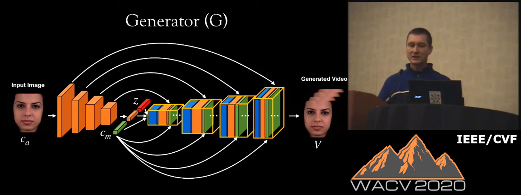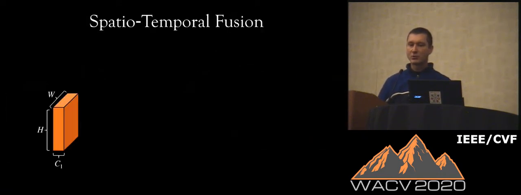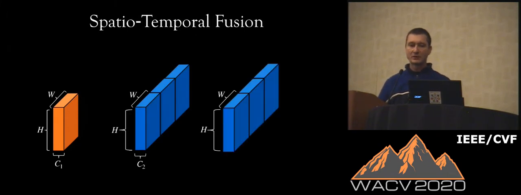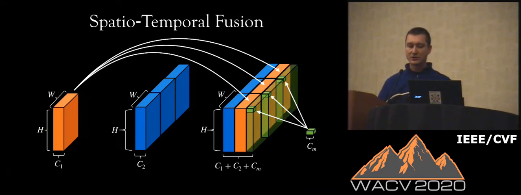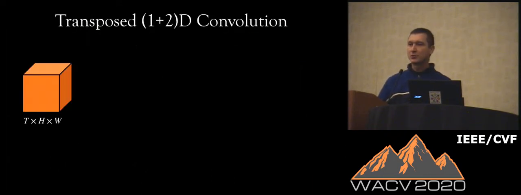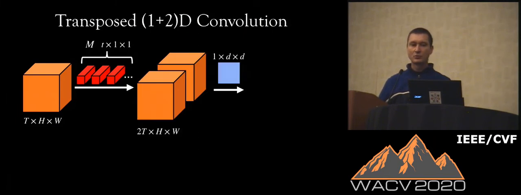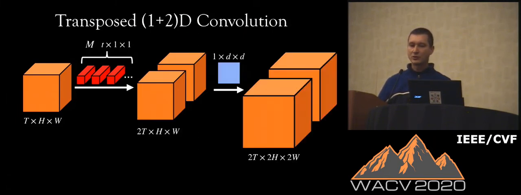So the key point is this spatial temporal fusion. Each block is one spatial temporal fusion. We take as input the appearance, and that is combined with the motion, and then with the condition, which is added for each image. So how do we implement this spatial temporal fusion? For that, we use a transposed 1 plus 2D convolution. We use a 1D temporal convolution for upsampling the temporal dimension, and a 2D convolution to upsample the spatial dimension.